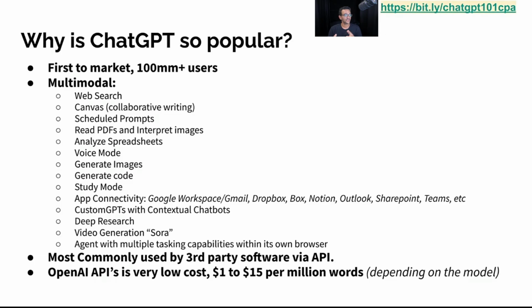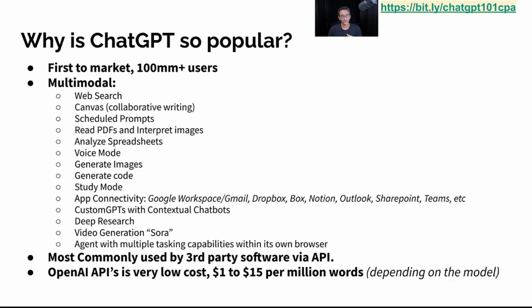It can do web search. It can do Canvas, which is collaborative writing and coding. It can do scheduled prompts. It can read PDFs. It can interpret images. It can analyze spreadsheets. It can go into voice mode, conversational voice mode. It can generate images. It can do a study mode for students. It can do app connectivity.